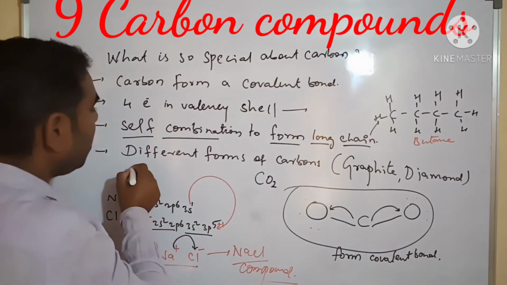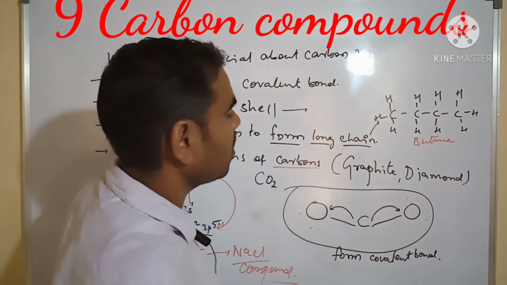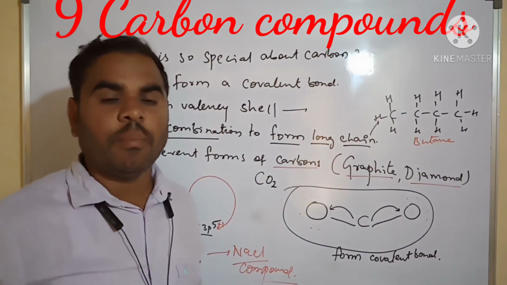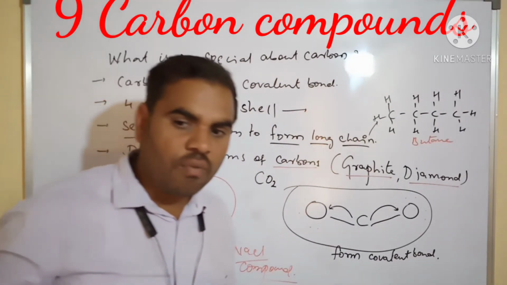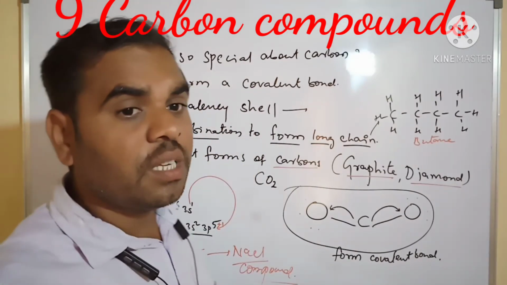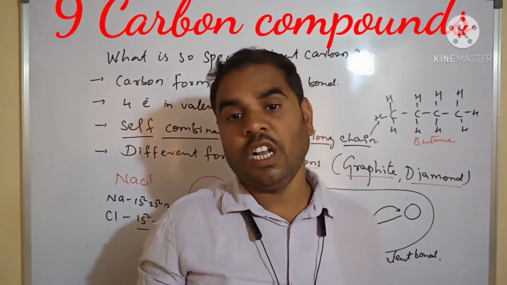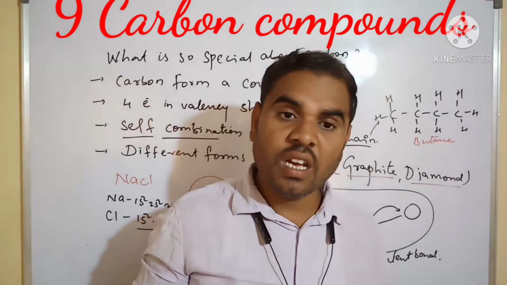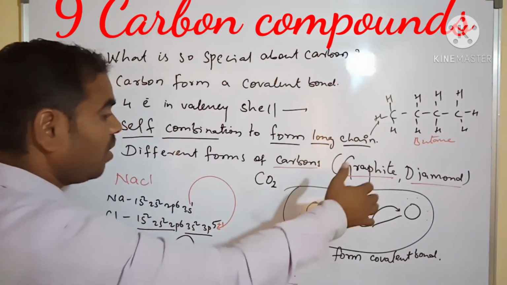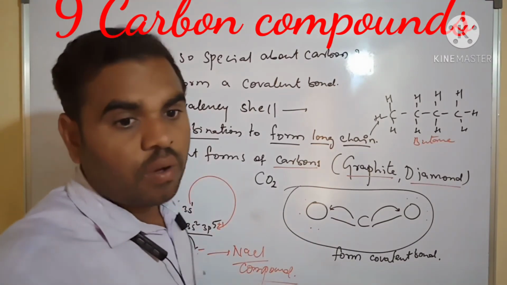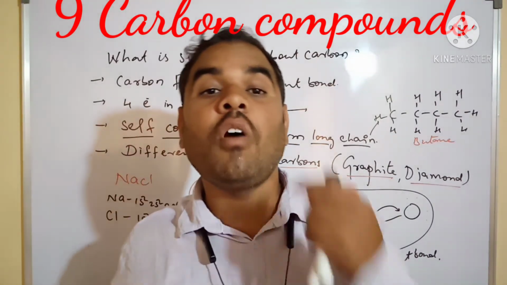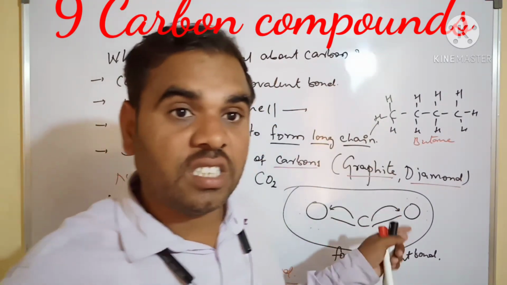Next, the different forms of carbon: graphite, diamond, and Buckminsterfullerene. Many formations are formed by carbon, so carbon plays a very special role. Yesterday we learned about carbon in part 1, and today also we learn only about carbon. The slight polarity as well as the covalent bond is present in oxygen.